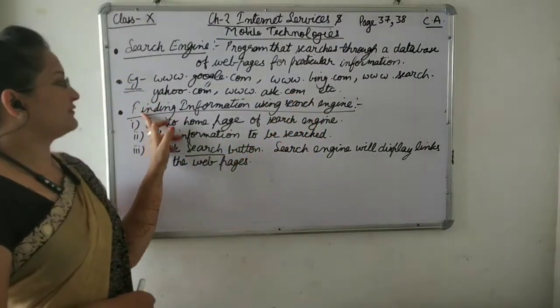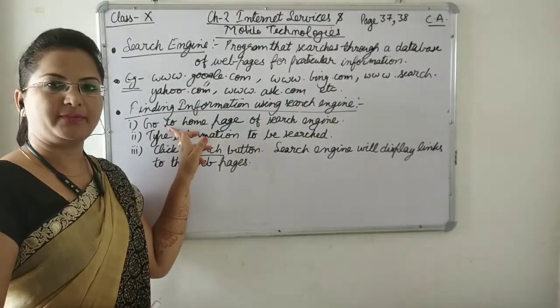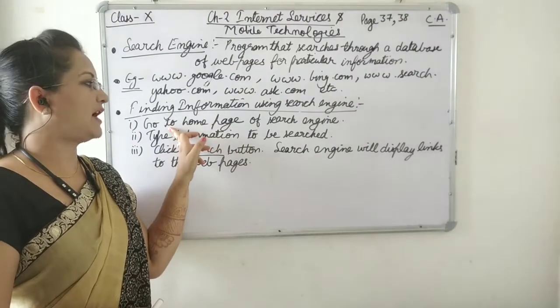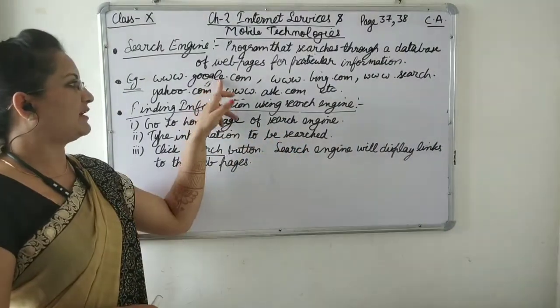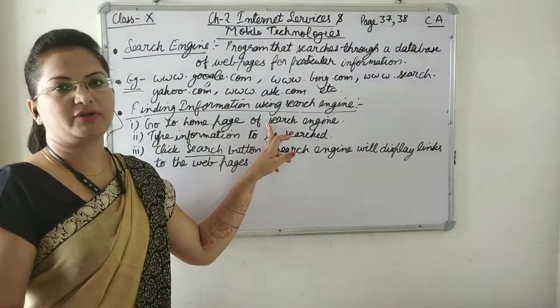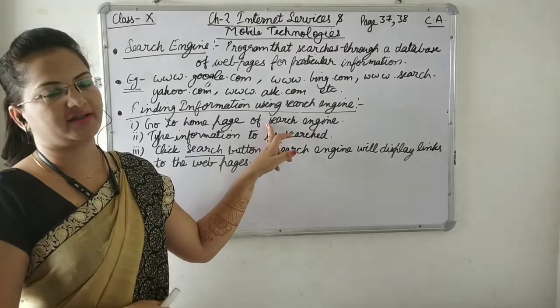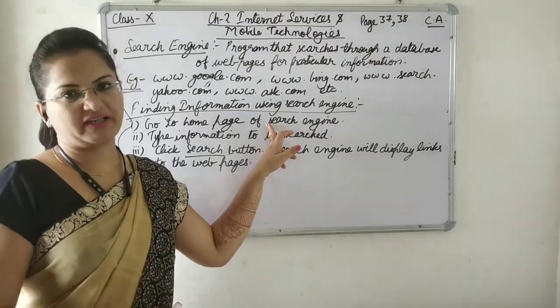So students, first of all, finding information using a search engine. First of all, you have to open the web browser. In the web browser, you have to type the address of the search engine. So what do you have to type? You have to type www.google.com or www.bing.com or any search engine in the address bar of the web browser, then its home page will open.